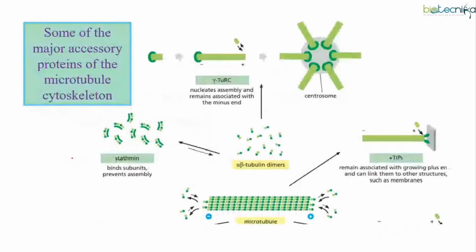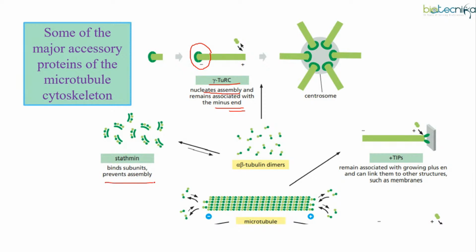So let's have a look into some examples. Providing you with the examples of accessory proteins involved with microtubules first, then I will go for microfilaments. Gamma tubulin ring complex helps in the nucleation, that is assembly, and remains associated with the minus end. Try to remember the name of the protein and in which direction it acts.